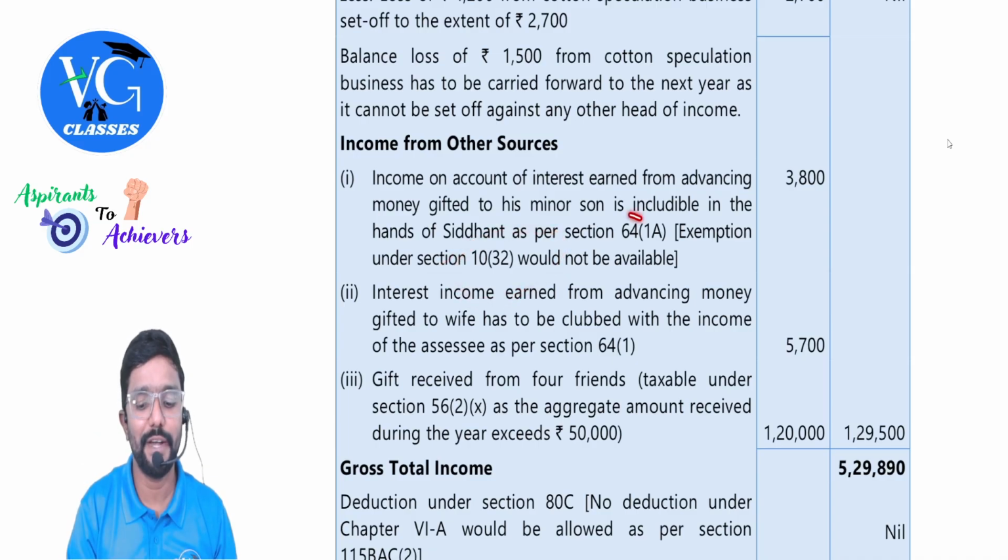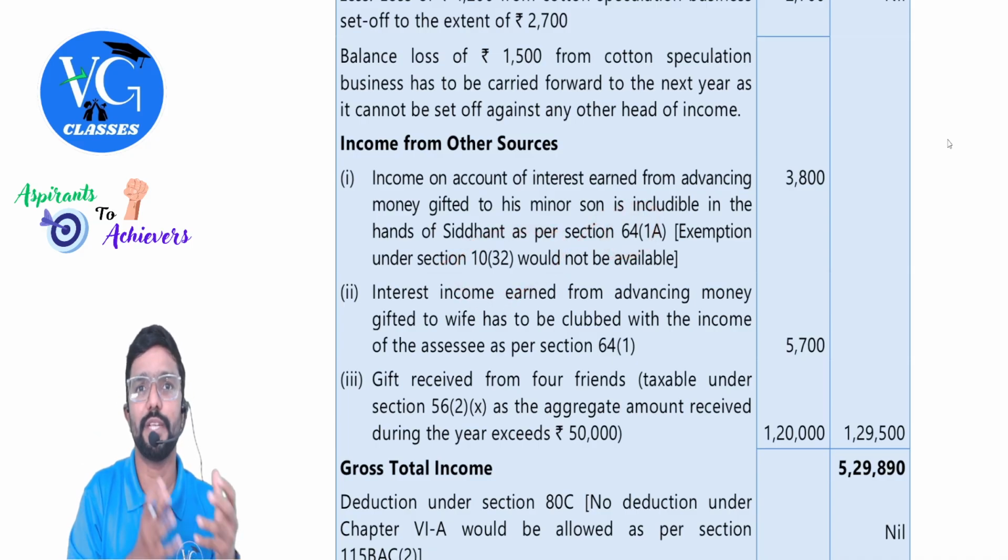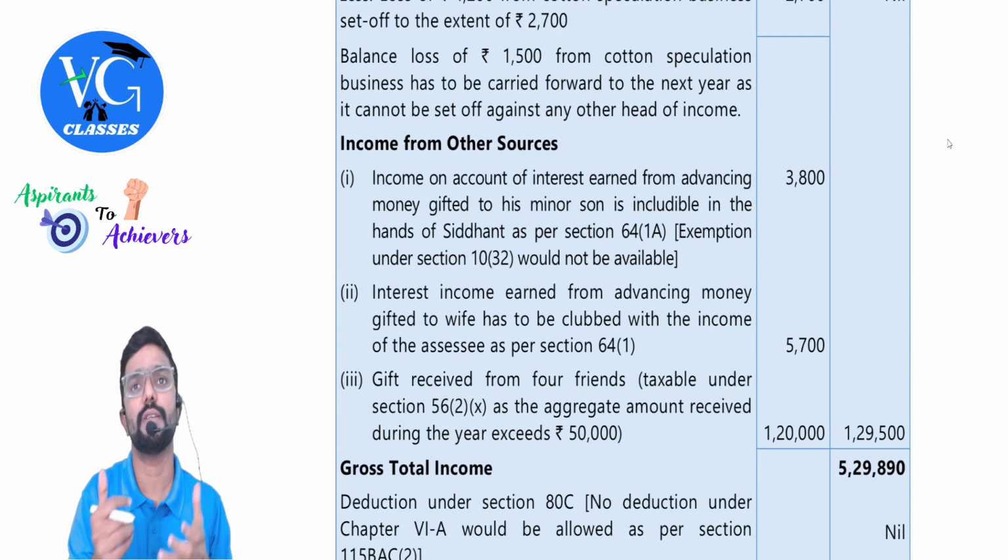Okay, 64 divided by 2 is 32. So the exemption is available under section 10 clause 32.